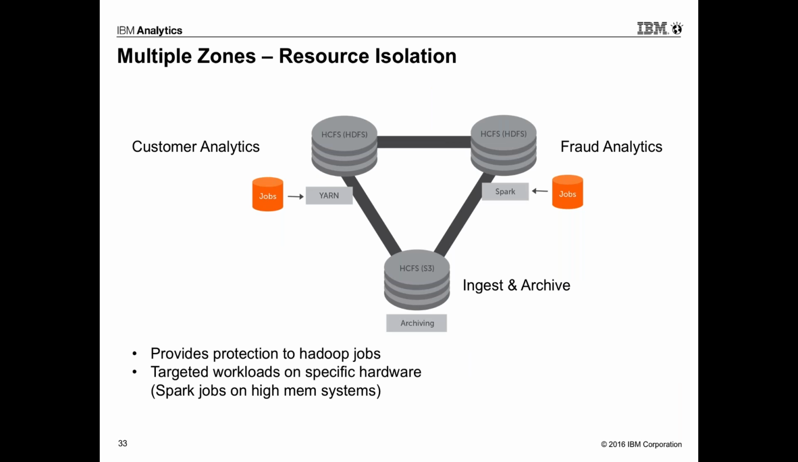Again, with BigReplicate, another use case is multi-zones. When you have different profiles of applications running, this allows you to have, say, on one cluster you're running Spark jobs, which are very memory intensive. BigReplicate allows you to do that, so that different profiles of different applications can run on multiple different clusters, yet the data is available to all of them.